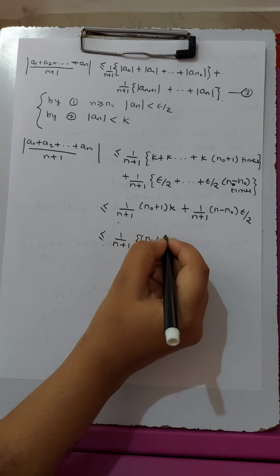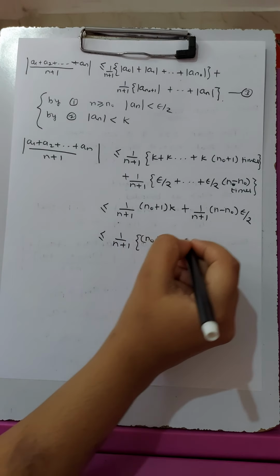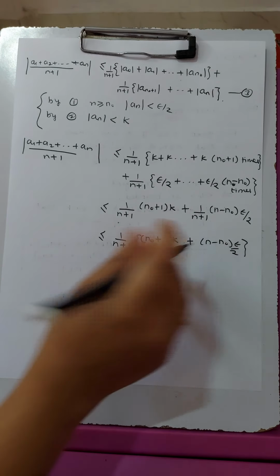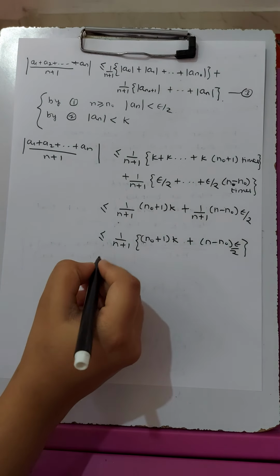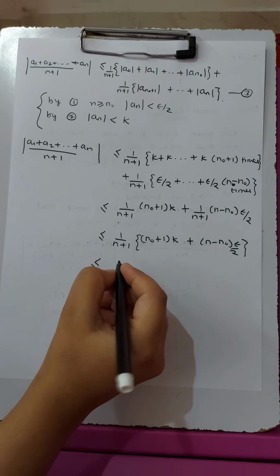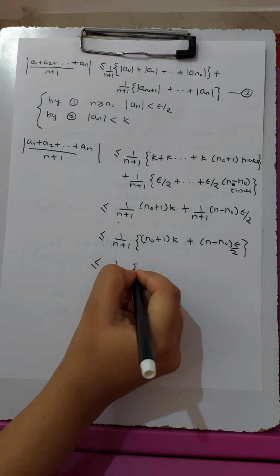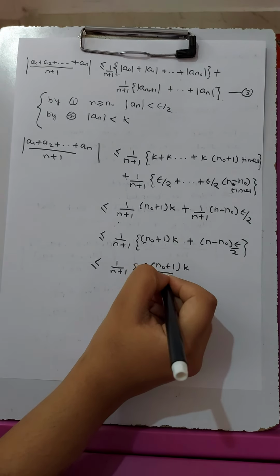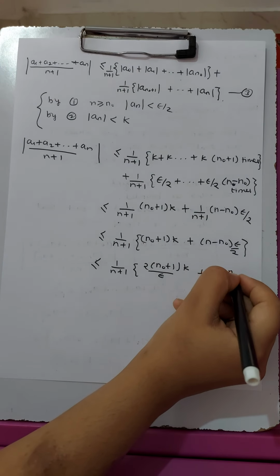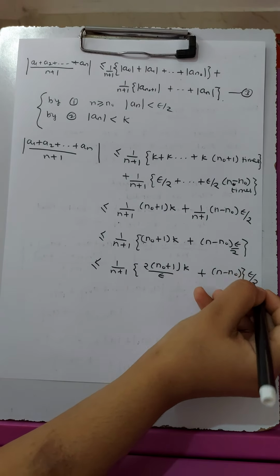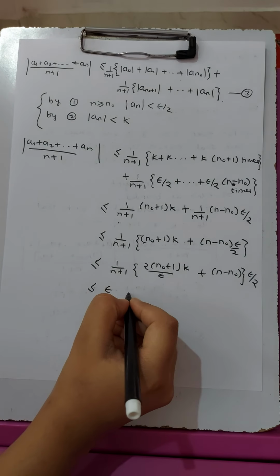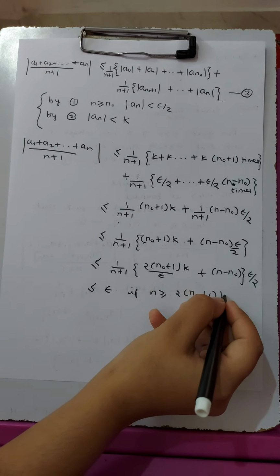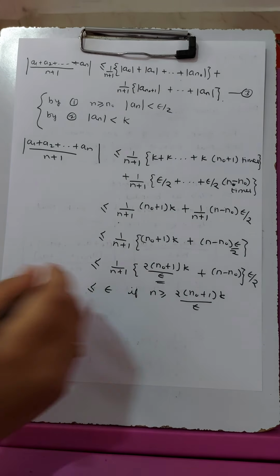So 1 upon n plus 1 times (n0 plus 1) k plus (n minus n0) epsilon by 2. We have just taken 1 upon n plus 1 as common. Now we will take epsilon by 2 common. So 1 upon n plus 1 times (twice of (n0 plus 1) k upon epsilon plus (n minus n0)) epsilon by 2. So this whole term will be less than epsilon if n is greater than twice of (n0 plus 1) k upon epsilon, that is by this term.